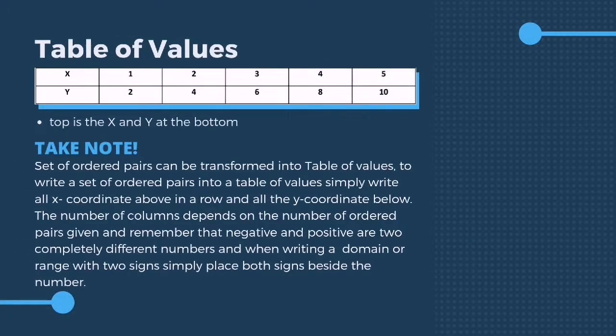The second expression is the table of values. As you can see, the table of values is closely similar to the set of ordered pairs, but it is applied in a table format, being that at the top is the x and y at the bottom. Let us move on to mapping.